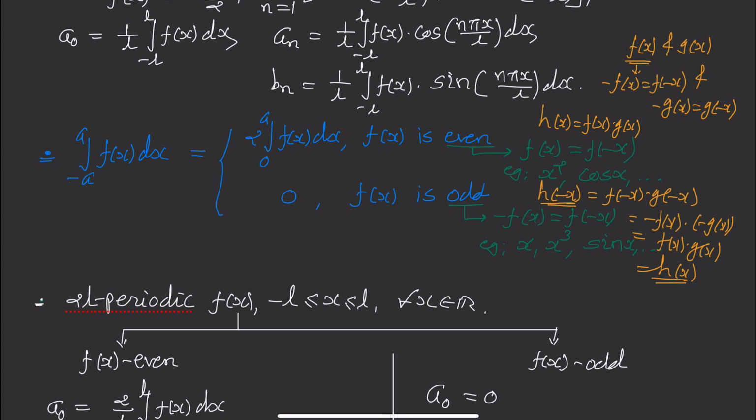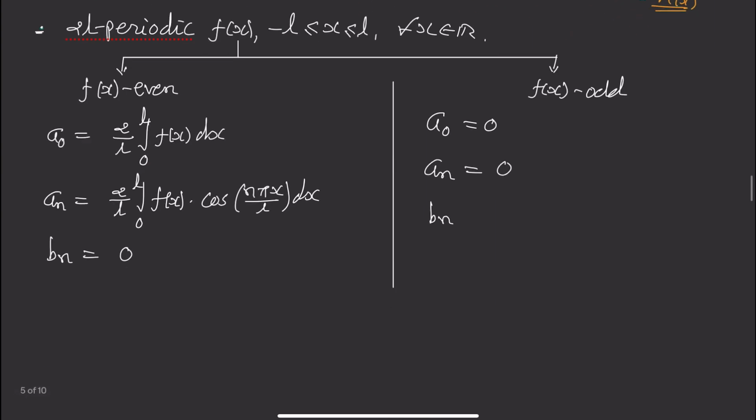So when the function is even, we have the case 2 times integral 0 to a. So here bn becomes 2 upon L integration over 0 to L f of x into sine n pi x upon L dx.